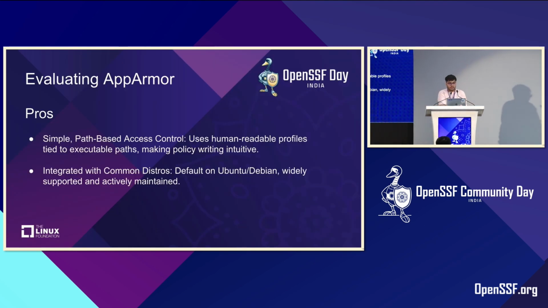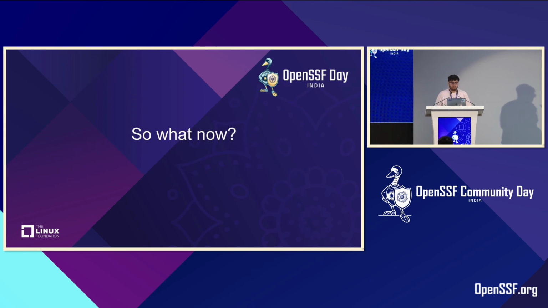Talking about the pros of AppArmor, it's a simple path-based access control. It's human readable. In my opinion, it's easier than SELinux, at least in the learning curve. And it integrates with common distros such as Ubuntu or Debian, widely supported and actively maintained. So we talked about two LSMs, and how you would use them with Podman, the pros and cons.